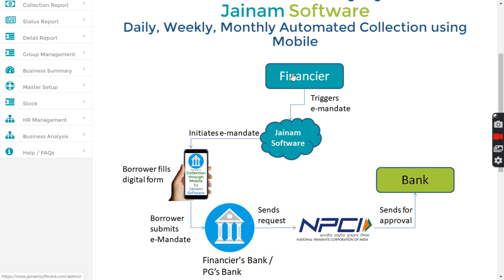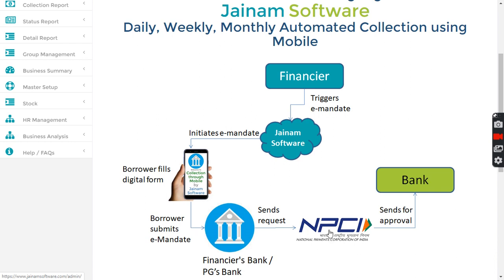So the financer who is using Genome Software triggers the EMandate process. Now this EMandate is initiated in Genome Software and the message is sent to the borrower to fill the form. The borrower opens the Genome Software mobile app or SMS and gets the link. The borrower clicks the link and a digital form is opened. The borrower provides more information there and submits the form. That request goes to the financier's bank.